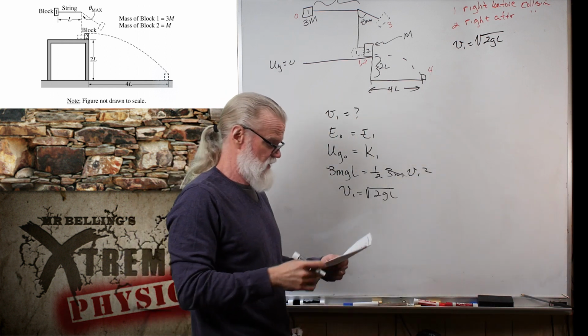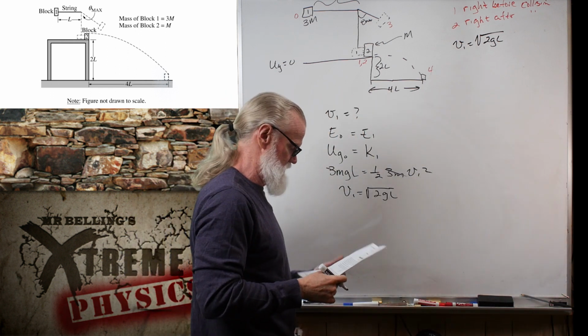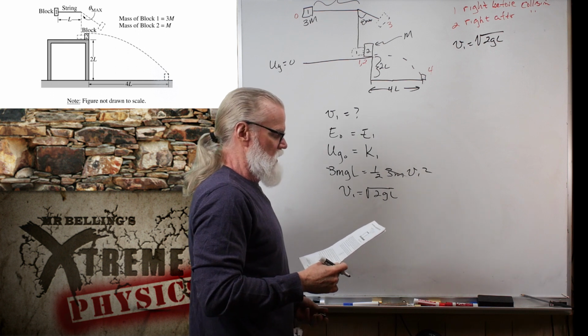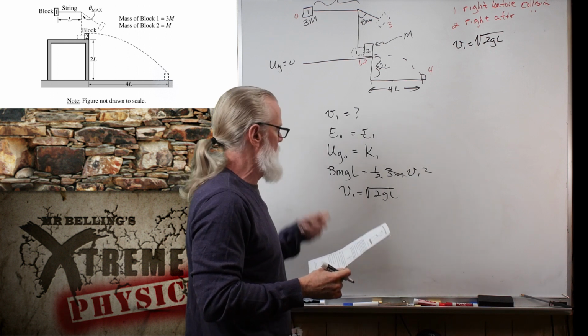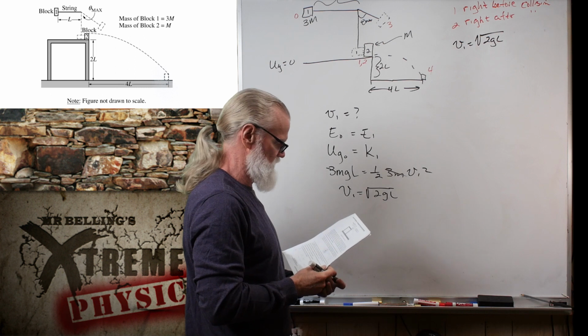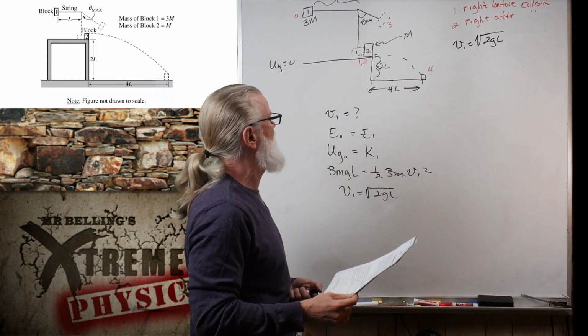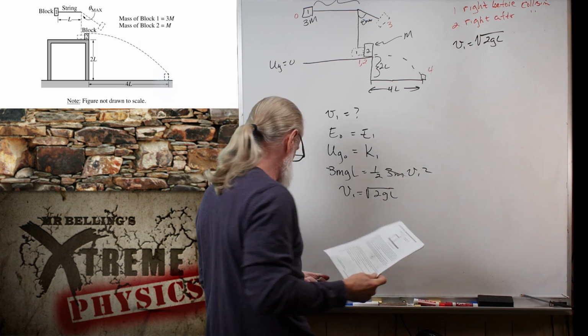What do we have? The speed of the block. Do we have to put numbers in? No, I don't think we can because we don't have any numbers to put in. All right. Good. I don't like putting numbers in.